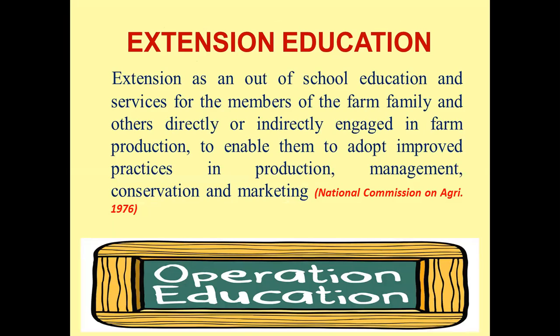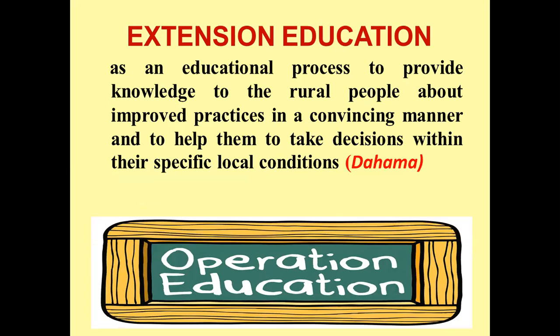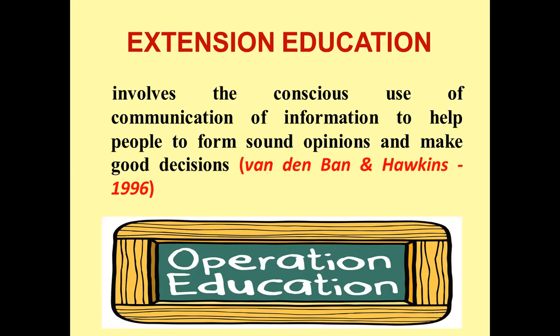Then there are different definitions. For example, by the National Commission on Agriculture, 1976: Extension is an out-of-school education and service for members of farm families and others directly or indirectly engaged in farm production, to enable them to adopt improved practices in production, management, conservation, and marketing. Another, by Dharma: extension education is an educational process to provide knowledge to rural people about improved practices in a convincing manner, and to help them take decisions within their specific local conditions.